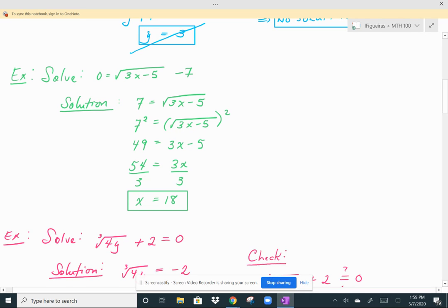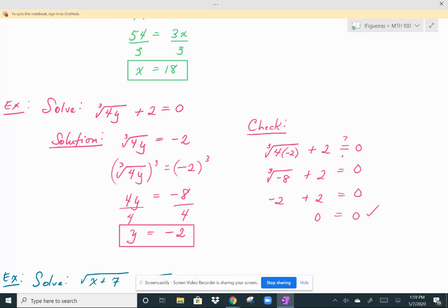All right, so here's another example. This one's a little bit different in that I have a cube root this time. So I want to solve the cube root of 4y plus 2 equal to 0. So again, let's isolate the radical by subtracting 2. So I have the cube root of 4y equals negative 2.